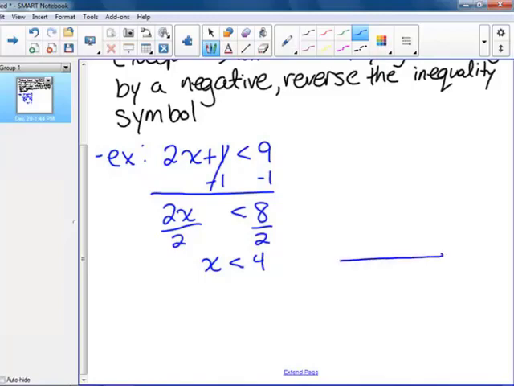Now if I wanted to show that on a number line, first, it might help me to do my interval notation. And sometimes you will be asked to also graph on a number line. So we'll do that sometimes. So if x is less than 4, that means I'm going this way. So from negative infinity to 4. So negative infinity comma 4, parenthesis. Let's do another one like that.